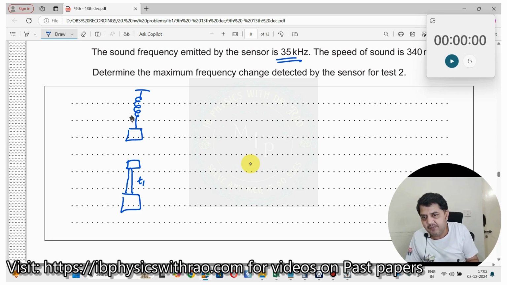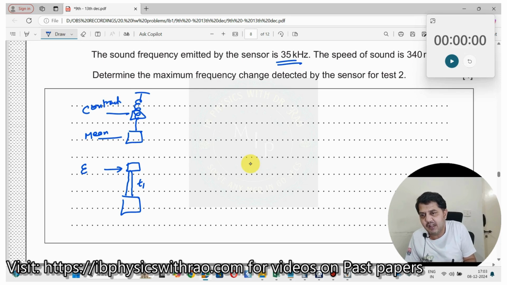Now, if the object is at this point, this is complete expansion of the spring. This is complete contraction of the spring. This is the mean position. I'll write it down if you want: this is your contraction, this is your expansion. When it is contraction, what happens? The signal has to travel all the way along to there and come back. Okay, so now let me do this in a different way.